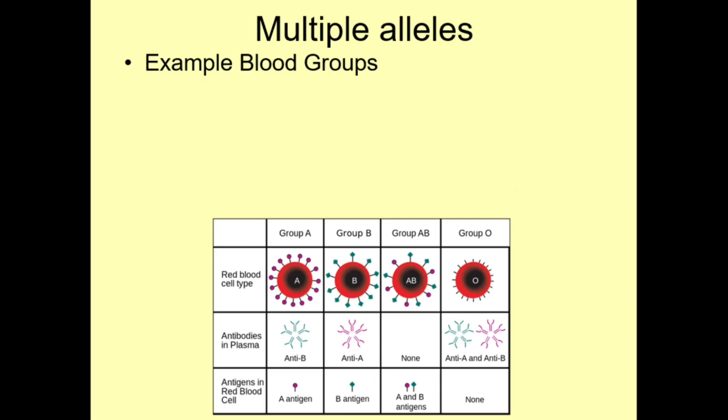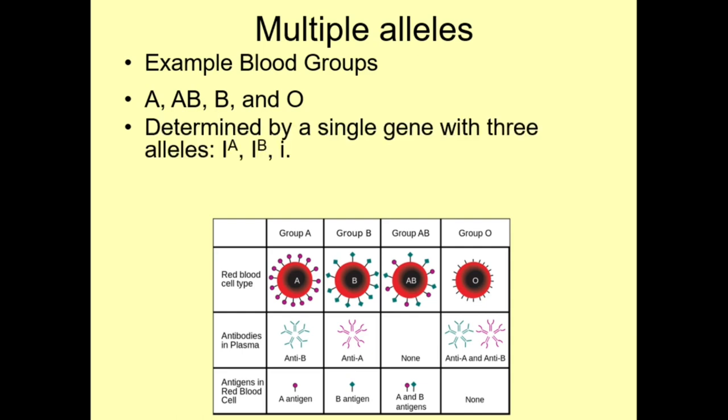When it comes to blood groups, what we know is that we have four main blood groups within humans, and they are A, AB, B, and type O blood. You also get positive and negative blood groups, and that refers to something called the rhesus factor, which I'll mention in a bit. Those four blood groups are determined by three different alleles. So we can see our blood groups down here.